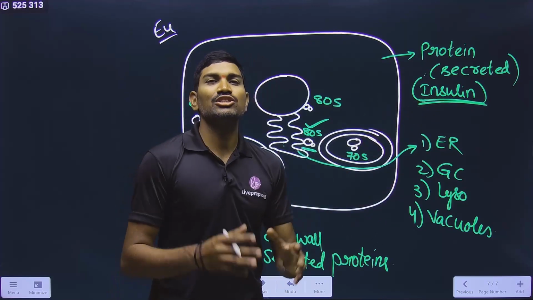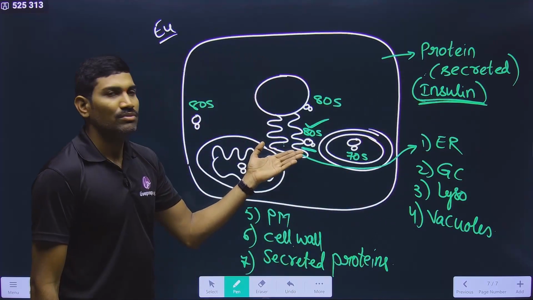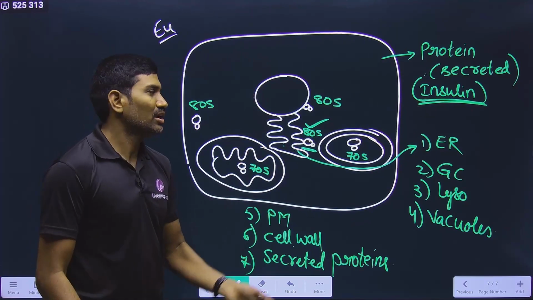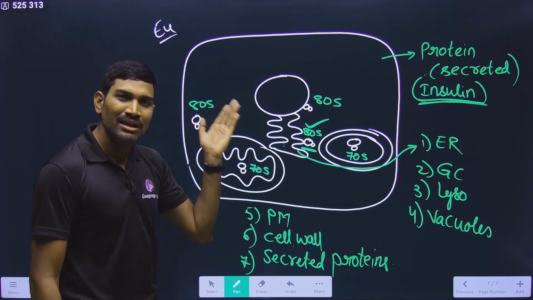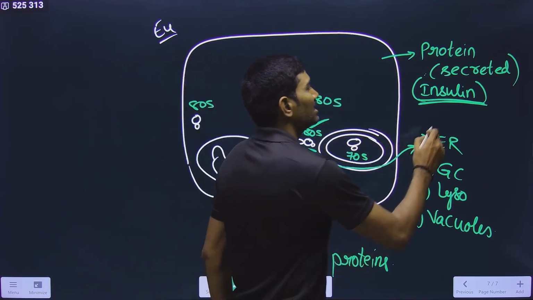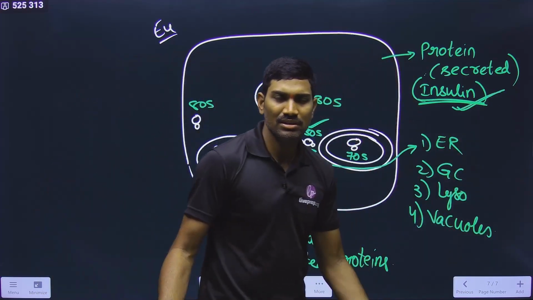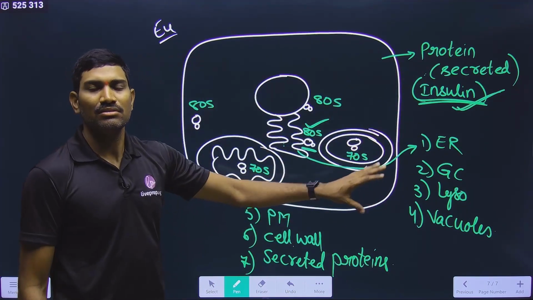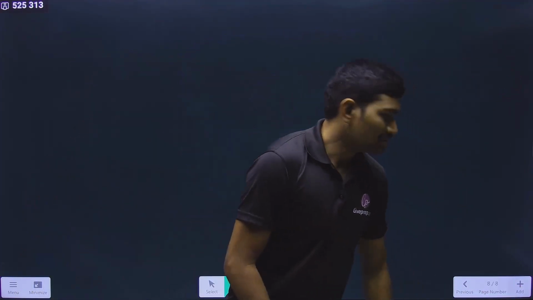So insulin is produced by which ribosome? Ribosome present on endoplasmic reticulum. Glucagon, that is also a protein hormone, that is also produced by ribosome on endoplasmic reticulum. So in this way, this concept may be linked with a particular example. This is simply a basic concept, so you should not be confused. Link up this, so you can easily get the answer.